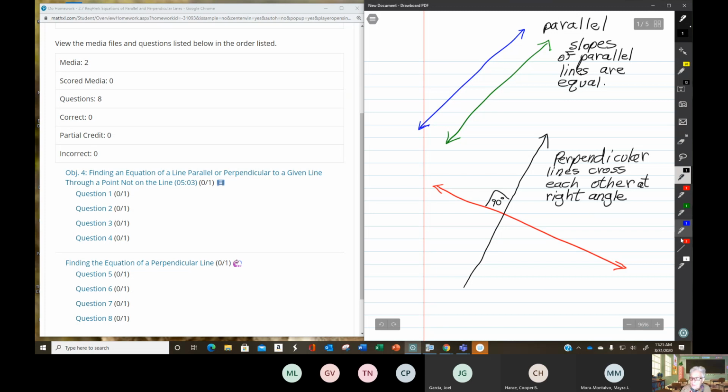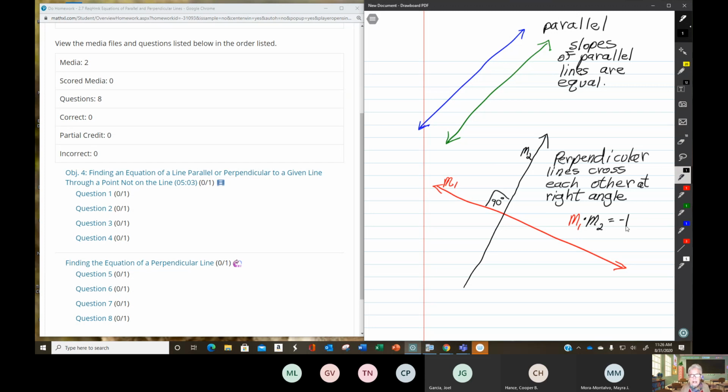So that if the slope of the red line, if we were to call that M1, and if the slope of the black line were M2, then the particular relationship that those two have is that if you multiply M1 times M2, your answer is guaranteed to be -1. That's the peculiar relationship of the slopes of perpendicular lines.